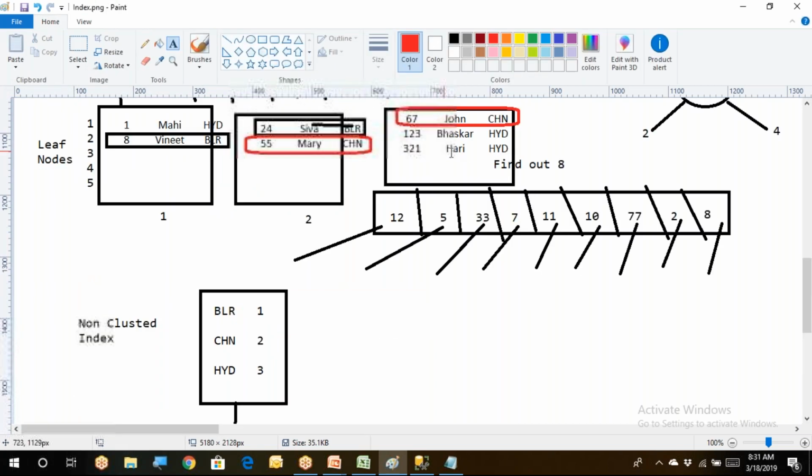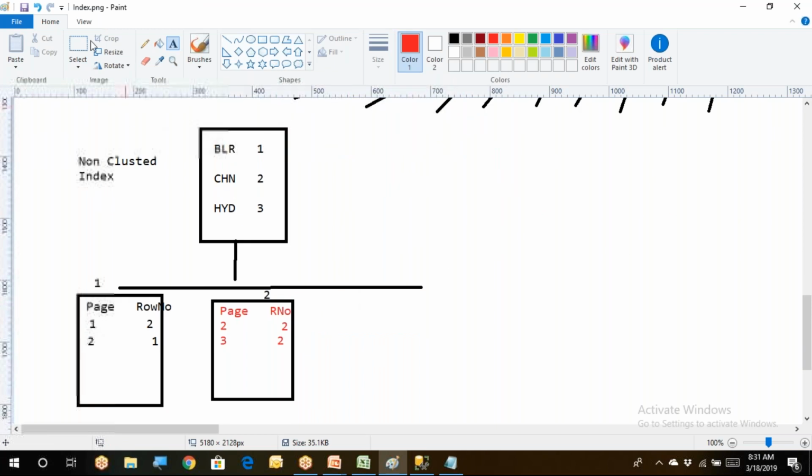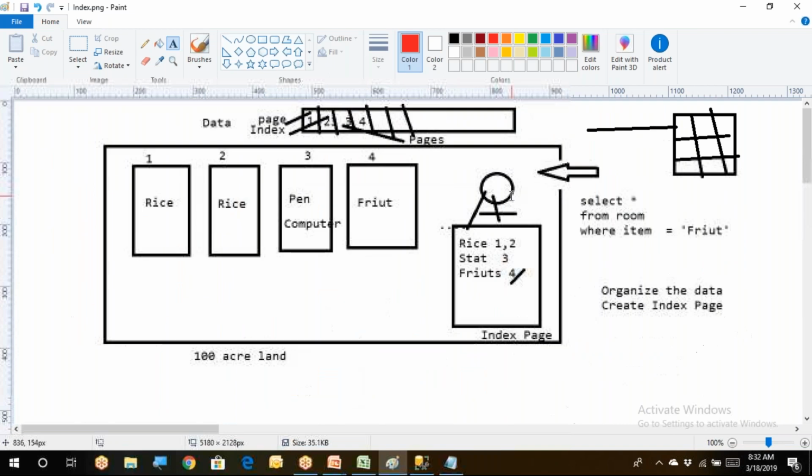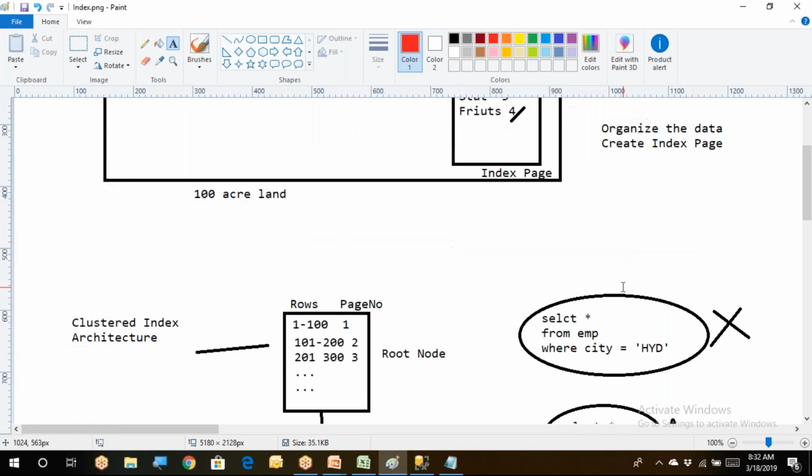Okay, and page number 3, and this is 1. Are you getting the point or not? So this is how the data would be organized. If somebody asks you, select star from employee where city equals Hyderabad, this is the query they have given.